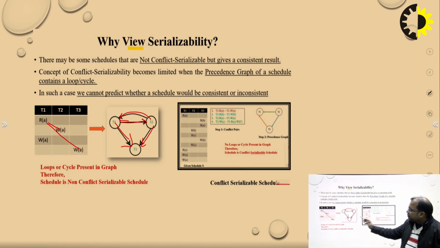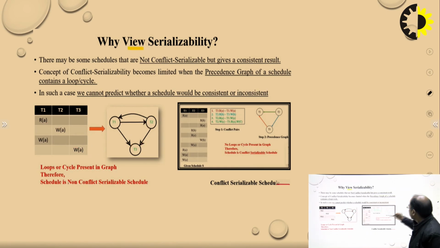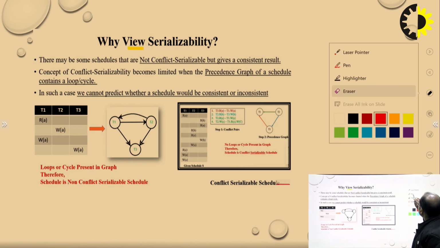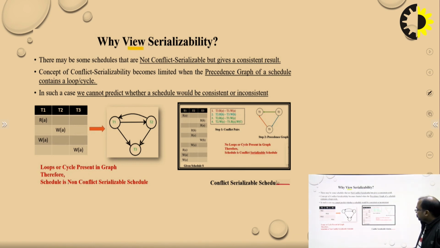So we can say therefore the schedule is a non-conflict serializable schedule, as a loop or cycle is present in the given graph. We already know how to find this precedence graph. We draw it with the help of the conflicting pairs, and then we can say the schedule is non-conflict serializable because we have a loop. The loop may be among all the transactions, or it may be between any two transactions. Clear? So that covers conflict serializable schedules.